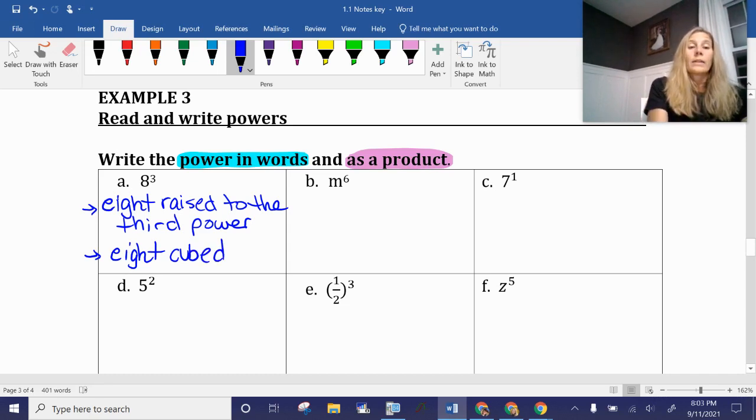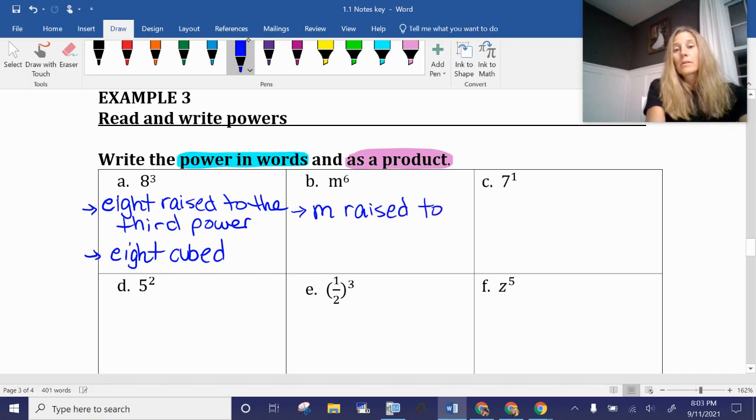Now, if we take a look at example B, this time we have a variable instead of a number. So instead of saying 8 and spelling it out, sometimes people will say a number m, but in this case, I'm just going to say m raised to the sixth power.